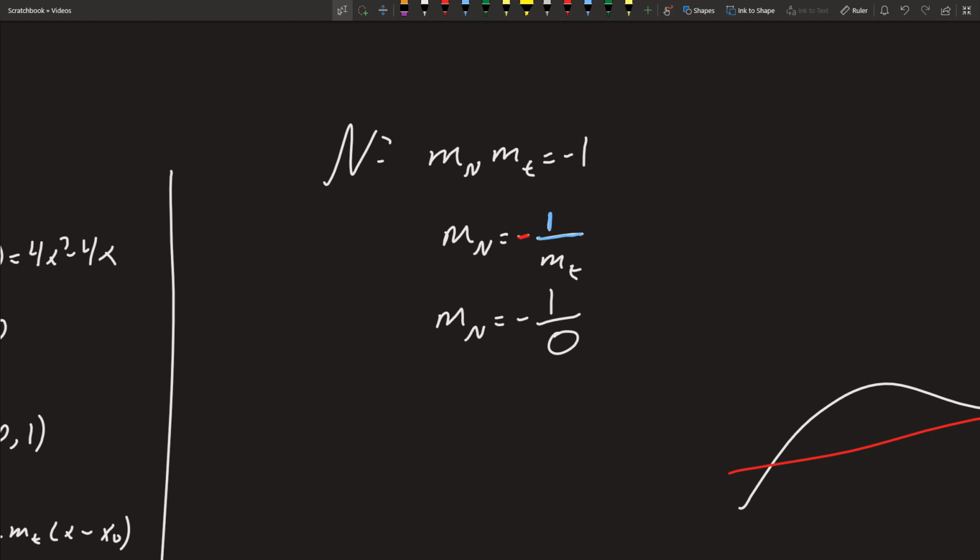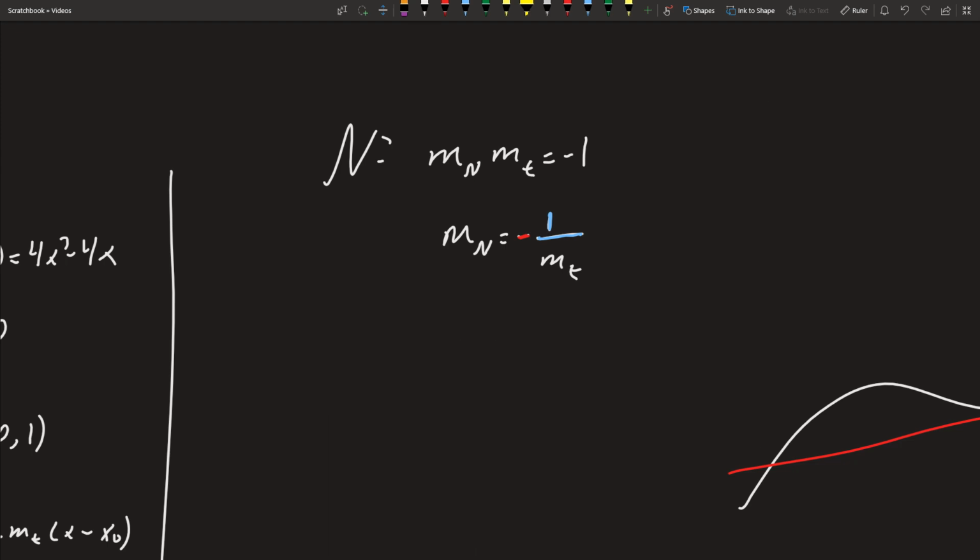We have divided by 0, so what is it? It's infinity, right? The slope of the normal is equal to infinity. Now, what does it mean? What do I mean by the slope is equal to infinity? We mean that this line is vertical. The slope approaches infinity. It's really, really steep. It's like a vertical line, right?